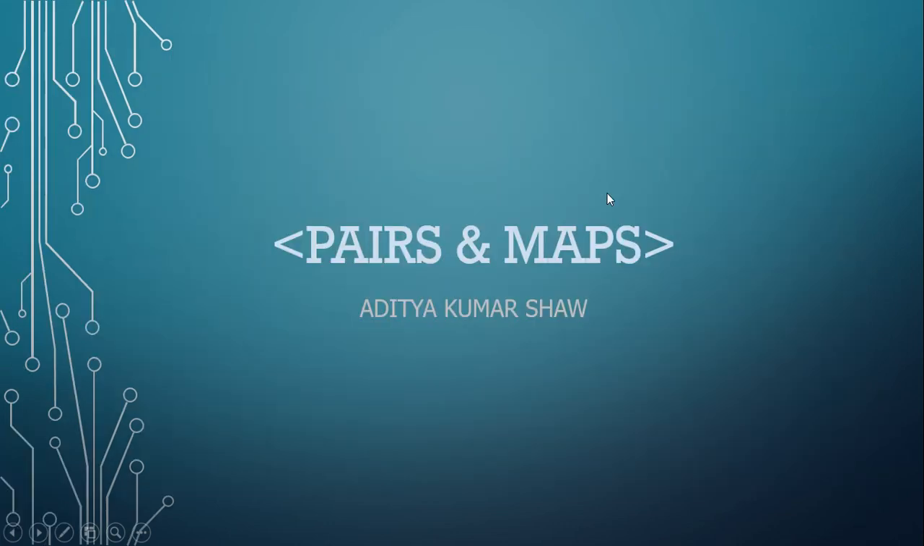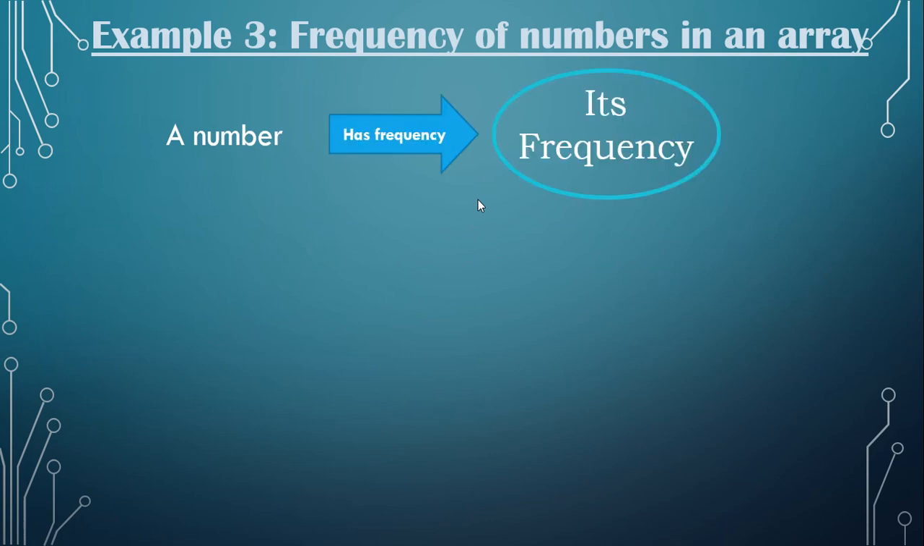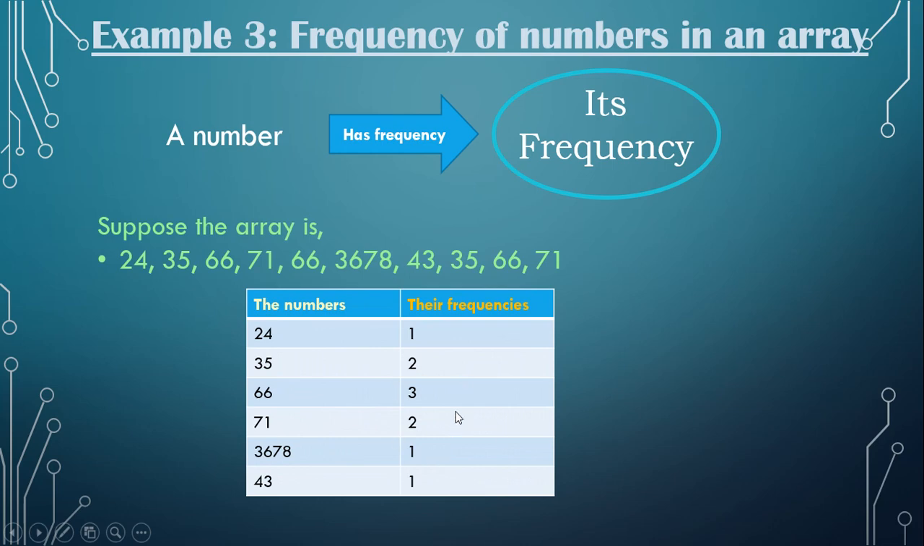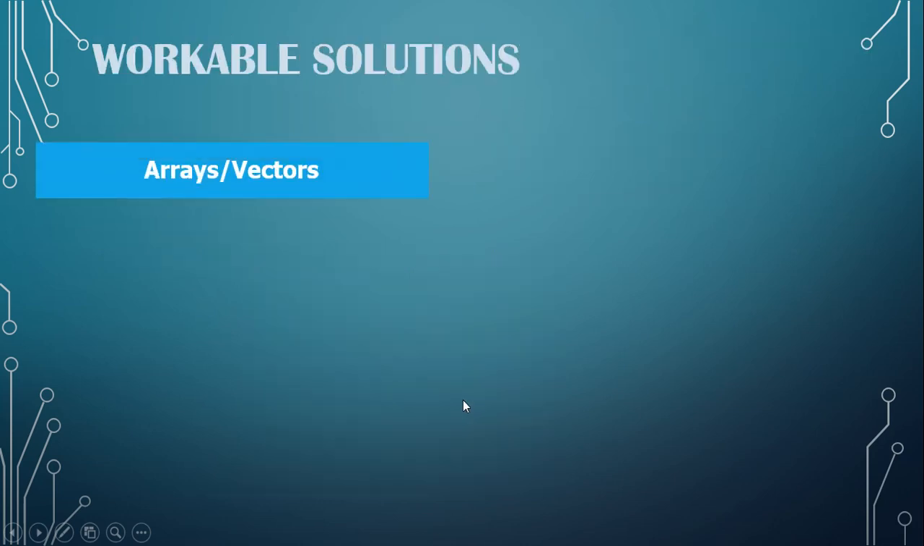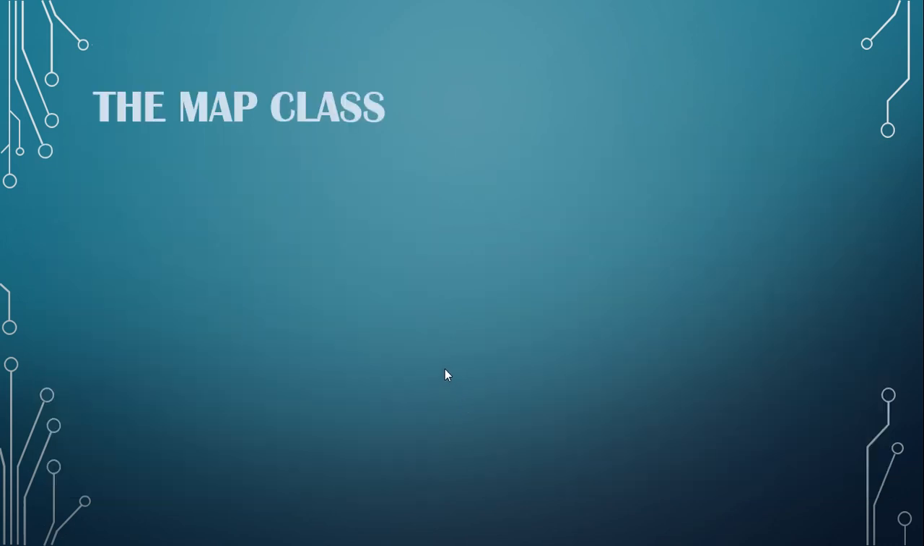I am Aditya Kumar Shah and I am going to discuss maps. We have already discussed pairs in previous videos. Looking at the previous example of frequency of numbers in an array, we are given an array and we need to find its frequency. We talked about two possible solutions, one using an array, one using a map, and we are going to discuss the map solution in detail, but we need to look at the map class first.